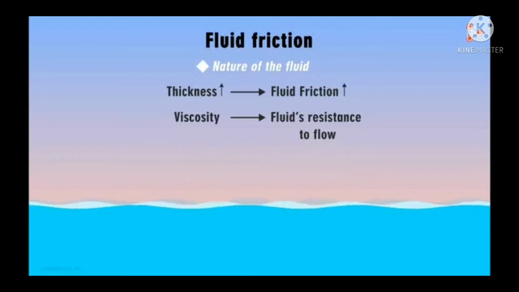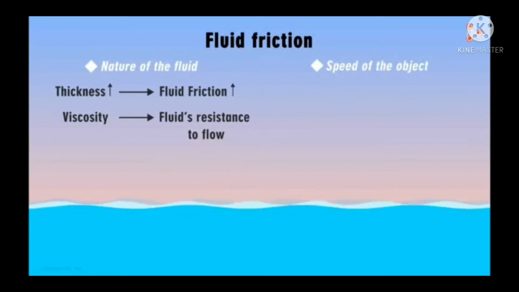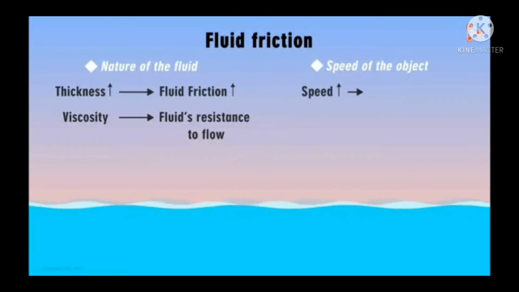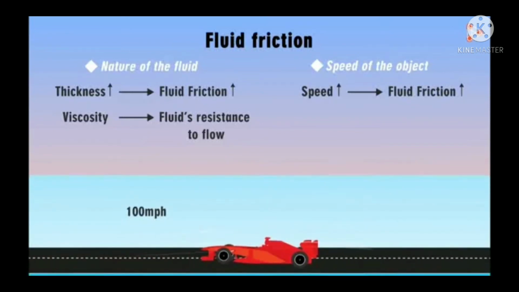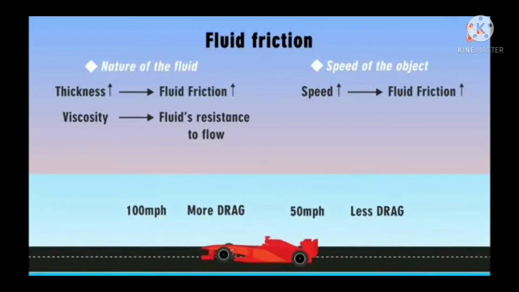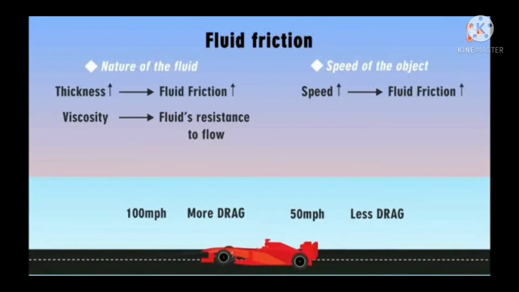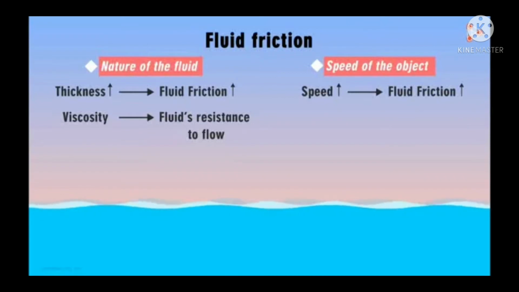Can you think of any other factor? Another factor is the speed with which the object is traveling. Higher the speed of the object moving through a fluid, greater will be the frictional force acting on it. A vehicle traveling at 100 miles per hour will face more drag of air as compared to a similar vehicle traveling at 50 miles per hour. Apart from the nature of the fluid and the speed with which the object is traveling, is there any other factor on which fluid friction depends?